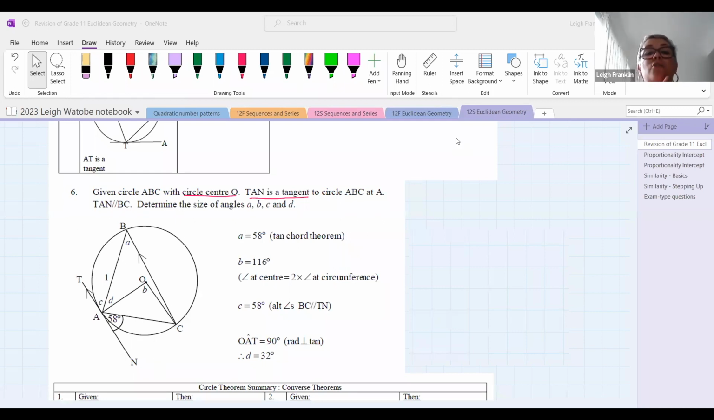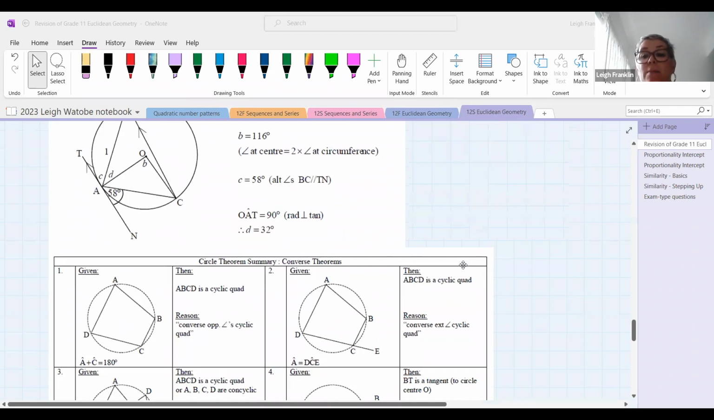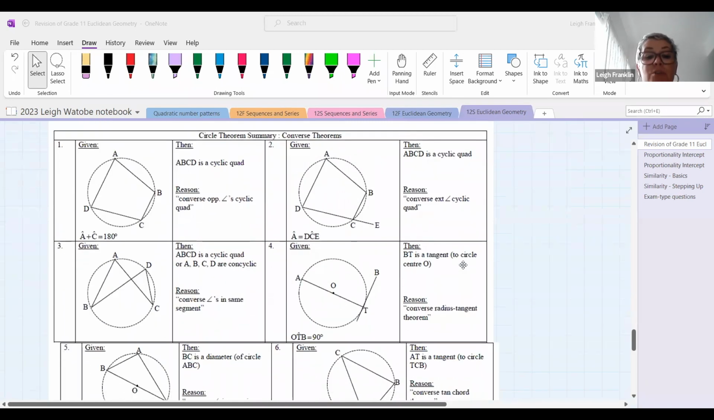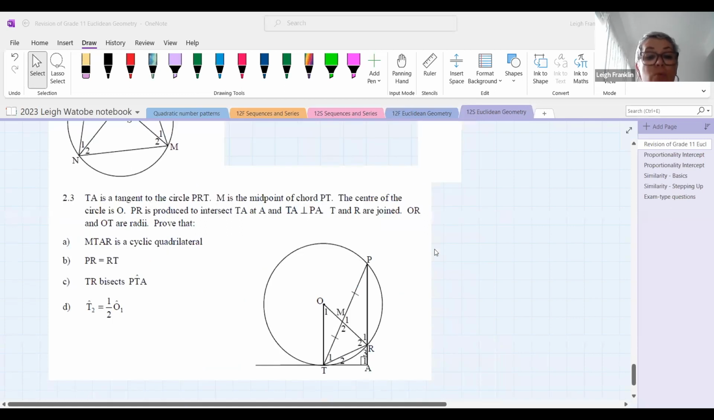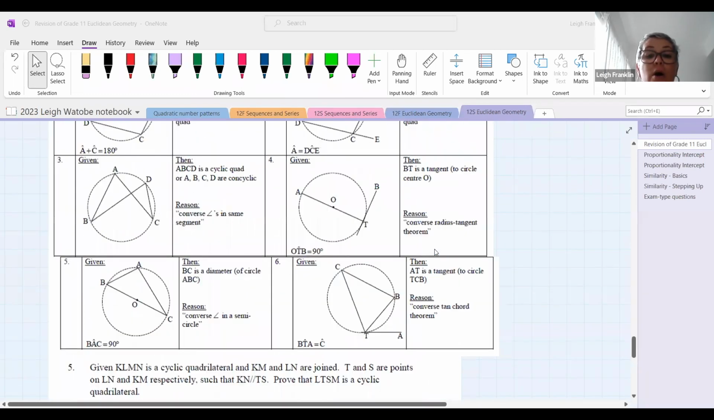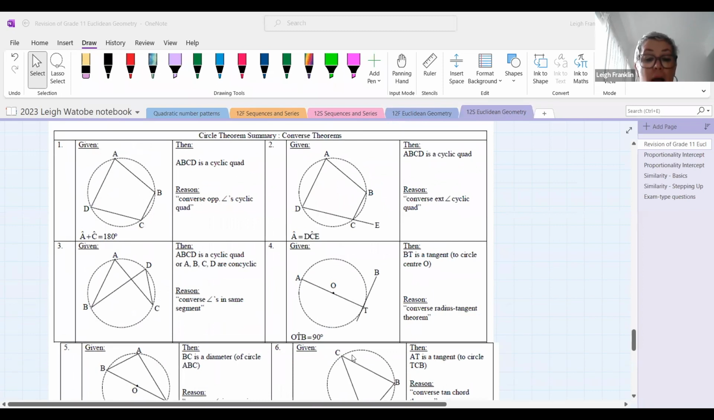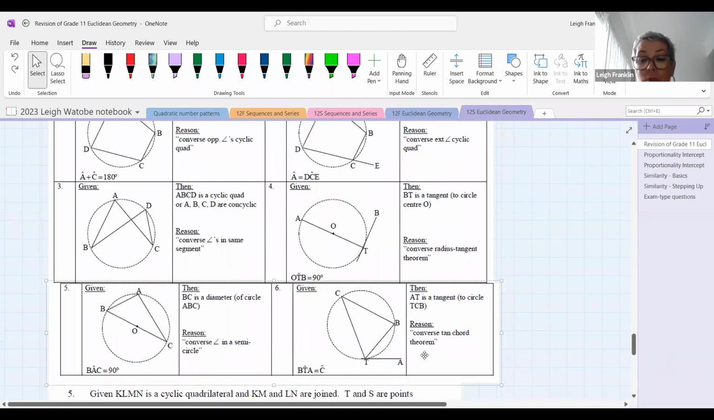We talk about proportionality, the intercept theorem. I just wanted to quickly fit in what I wasn't able to do last time. I just want to do one question here as an example with you, and then we can carry on talking.